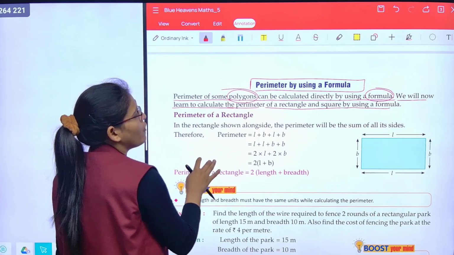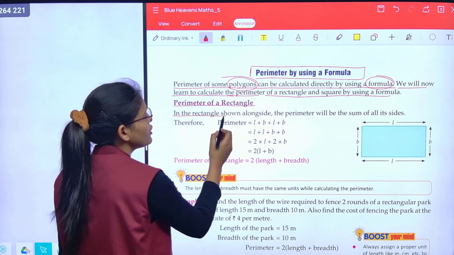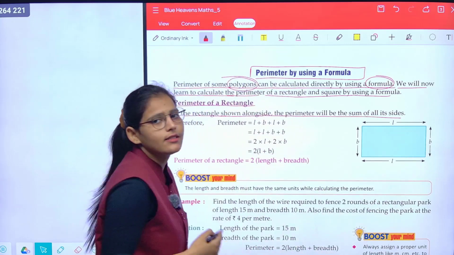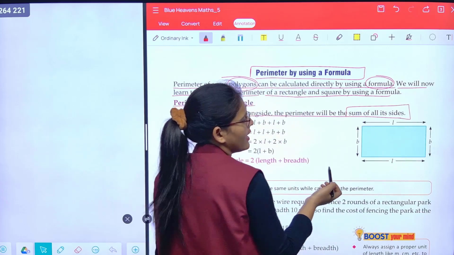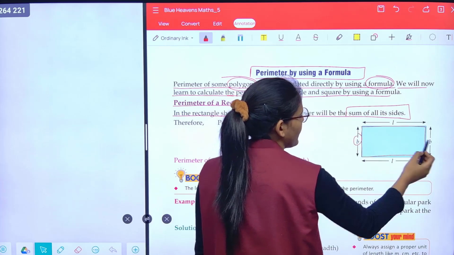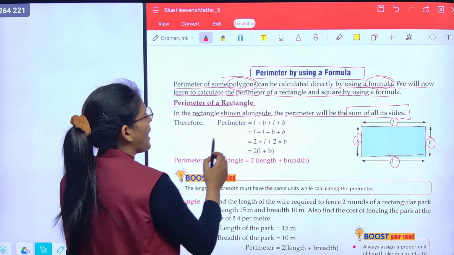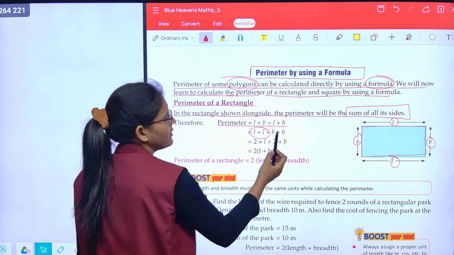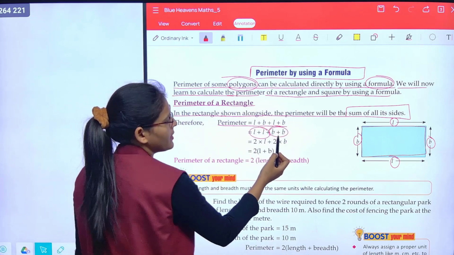Now here, class, we will use our formula. Perimeter of a rectangle. In the rectangle shown alongside, the perimeter will be the sum of all its sides. Okay, sum of all its sides. As I told you, class C, this is the rectangle, breadth, length, length. Understand class? See, perimeter: length plus breadth, length plus breadth. So, length plus length, breadth plus length, length plus breadth plus breadth.